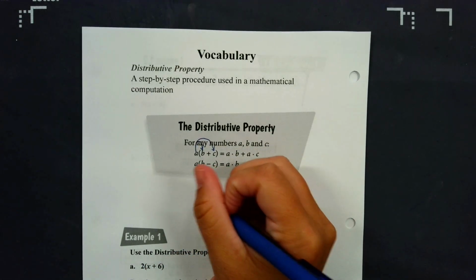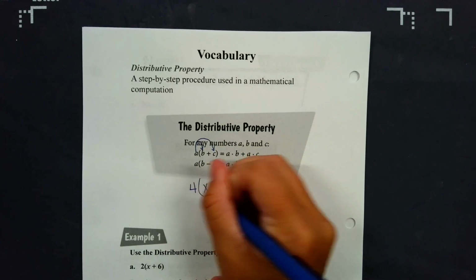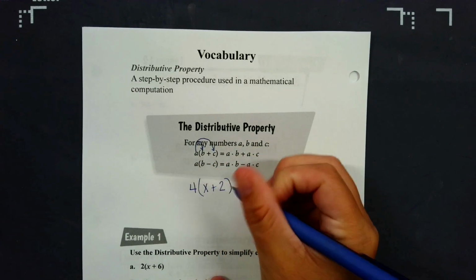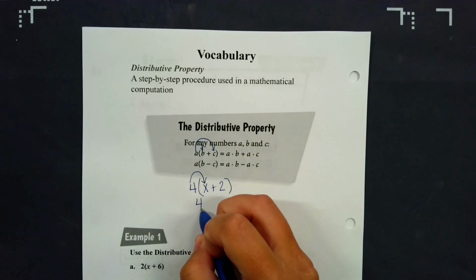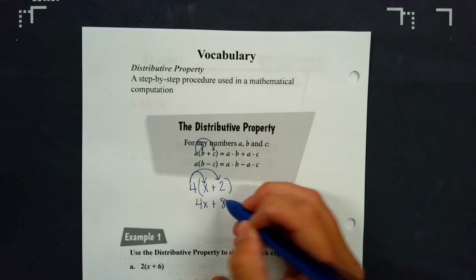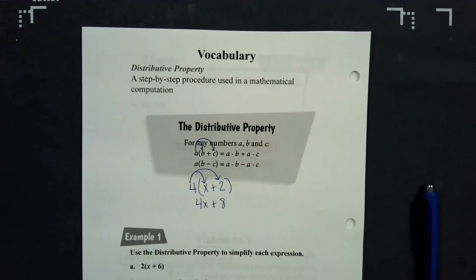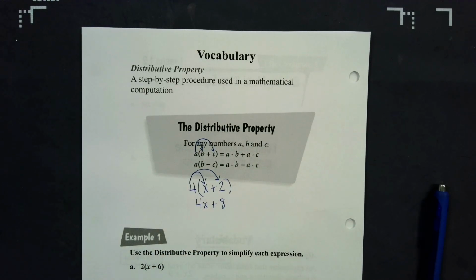I don't like it with letters. I prefer it with numbers. This is what it would look like. It means I would take 4 times x, which would give me 4x, and 4 times 2, which would give me 8. Okay? So I like examples with numbers. This is called the distributive property. This is where we're going to start first.